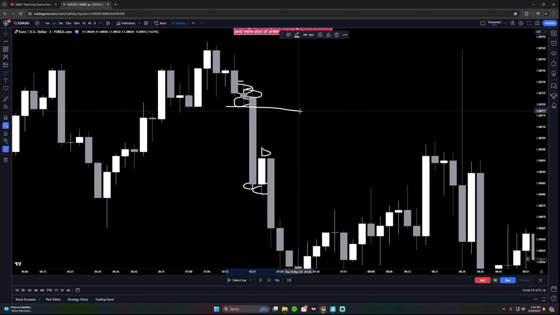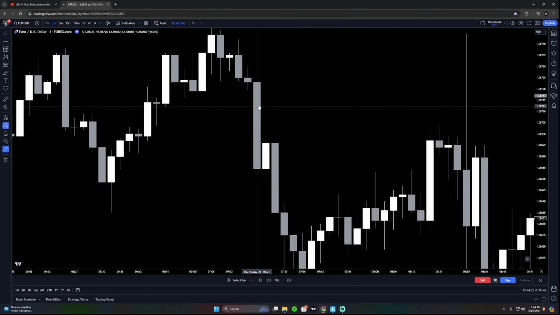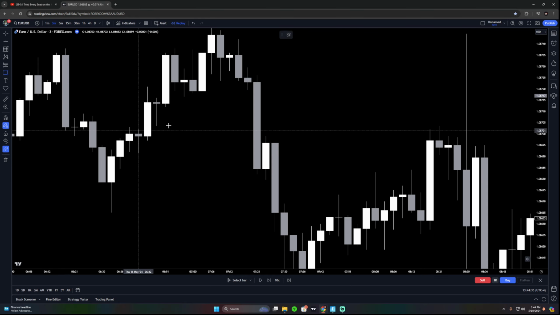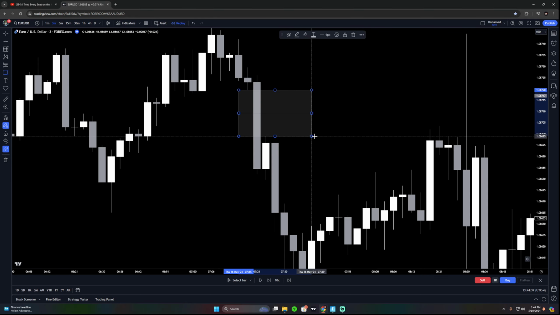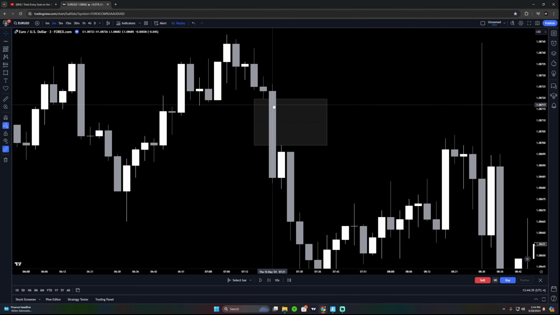If there is a space between the wicks on the 2 candles, not the middle candle, but candle 1, candle 2, candle 3, if the 1 and 3 candle wicks and borders do not overlap and leave a space on the 2 candle, just like this one right here, that's a fair value gap. So as you can see, this is a fair value gap.